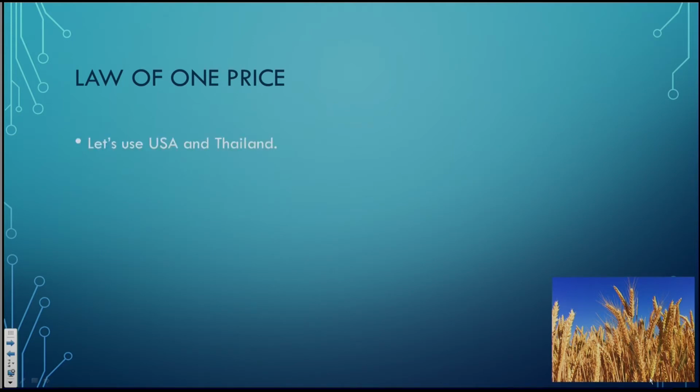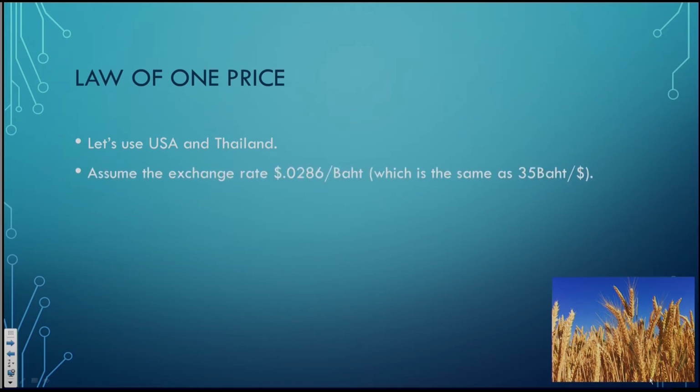So let's use the United States and Thailand. And let's assume that the exchange rate is $0.0286 per baht. So we're saying just under 3 cents a baht. Now remember, if I take the inverse of this exchange rate right here, it will tell me that that's the same as 35 baht per dollar. So it's about a little under 3 cents per baht, or 35 baht per dollar.